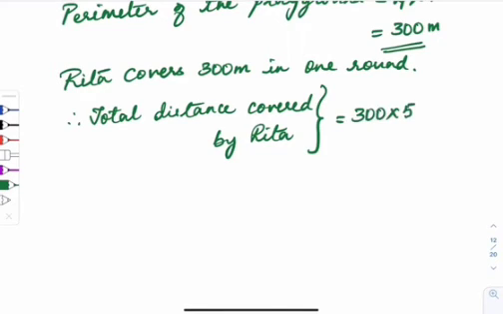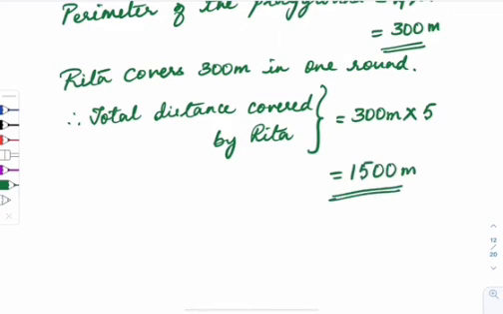So she runs around the playground 5 times, which has a perimeter of 300 meters, so 300 into 5 is equal to 1500 meters. So the total distance covered by Rita by going round a playground of 300 meters perimeter is 1500 meters. I hope all of you have understood the concept, children.